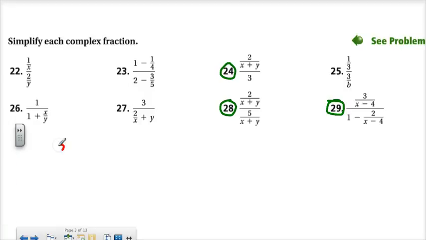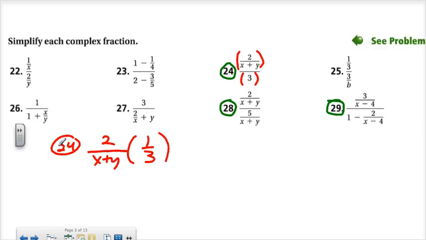I'm going to start with number 24, and these are complex fractions, which again means that we have a fraction within a fraction. So we have 2 over x plus y, and we are supposed to divide that by 3. But we know that we do not divide fractions, we multiply by the reciprocal. So 2 over x plus y times 1 over 3, because this would be like a 3 over 1, will actually give us what we need.